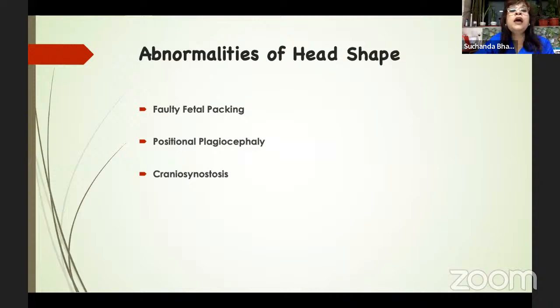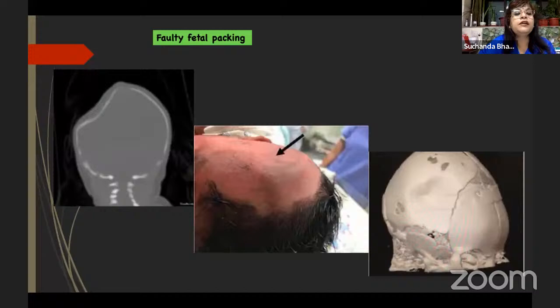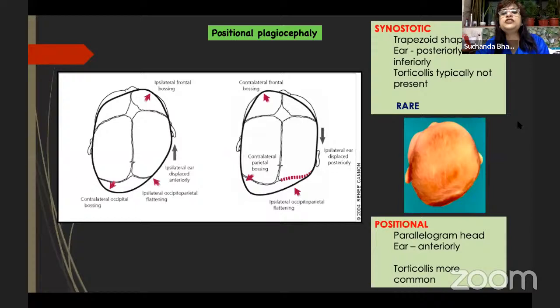Abnormalities of head shape: you can have a very common faulty fetal packing. The nurse packs so tight that the child ends up with a depressed skull, or a positional plagiocephaly, or a craniosynostosis, as explained by Federico. Here you can see this is a faulty fetal packing. Here you see this one is depressed. Sometimes it's so depressed that you might have to operate, but most of the time, with the brain growth, it gets corrected. So it's positional plagiocephaly, as you have seen, because of faulty position.